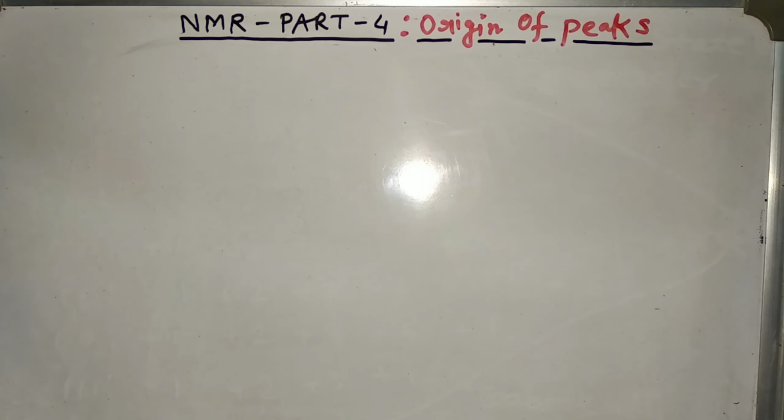In this video, I am going to talk about NMR, how the NMR peaks originate. From different molecules, different organic compounds, how you will get the NMR peaks and the basic theory behind the NMR peaks. To discuss this, first let's discuss spin coupling. You have to understand spin coupling first.